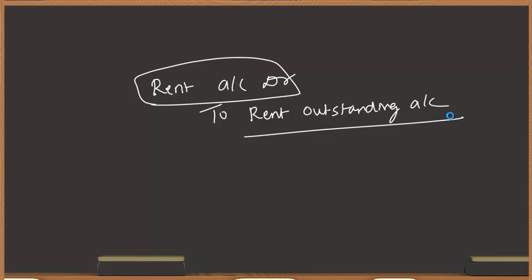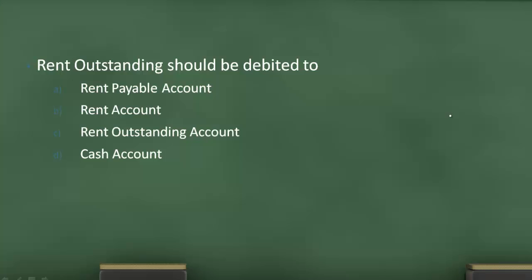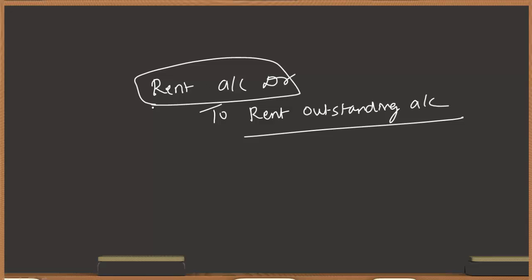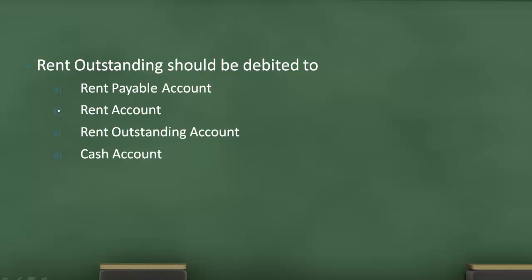So what is our question? Rent outstanding should be debited to. Here we have debited the rent outstanding to rent account. So look at here, it is B, it is rent account. Rent account is the answer.